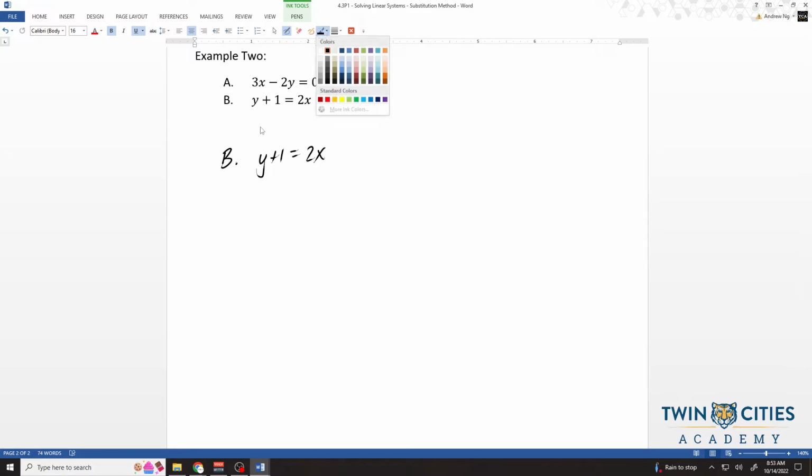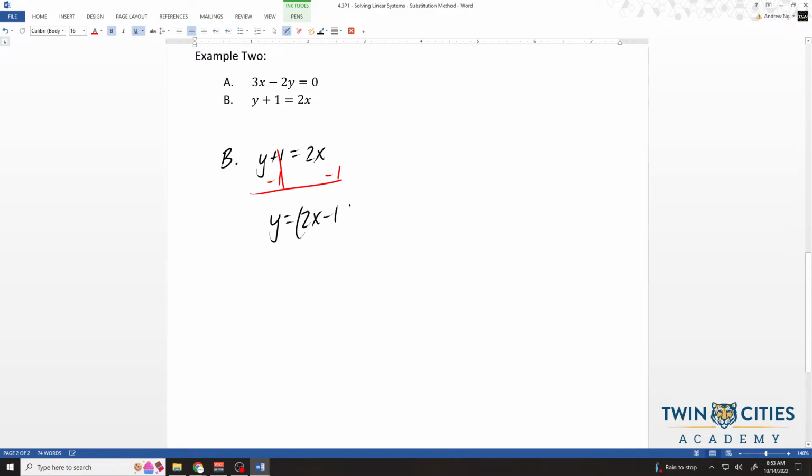And I can subtract 1 from both sides here. And when I do that, I will get y is equal to 2x minus 1. And remember, y is equal to this whole thing. So if you want to put parentheses around that to indicate that y is this entire thing, 2x minus 1, that might be helpful. Because now that you know this, you're going to plug this into the other equation.